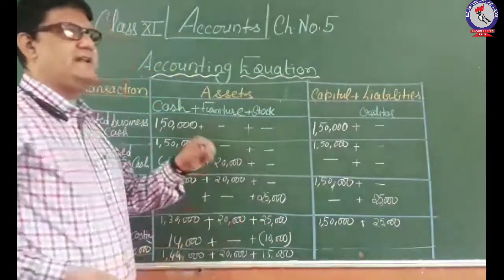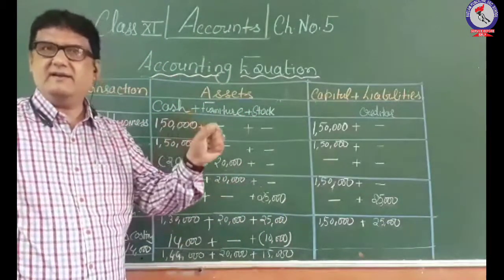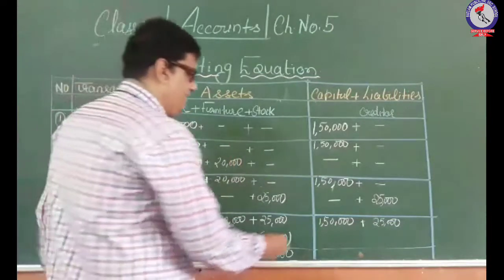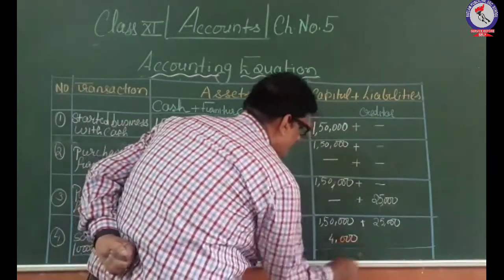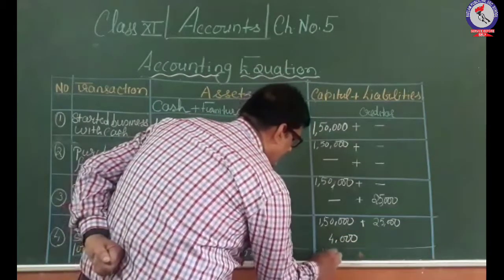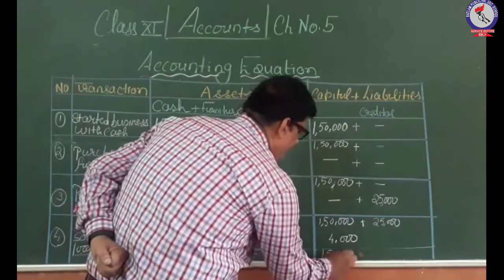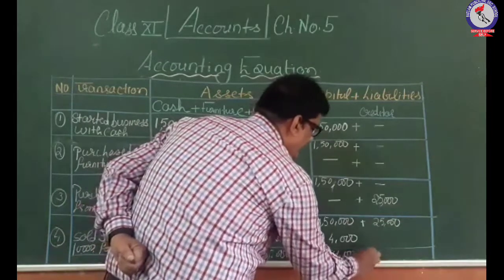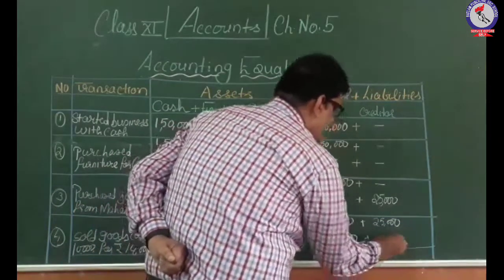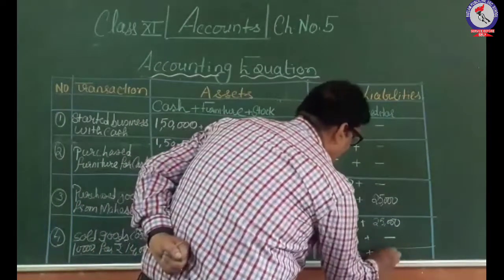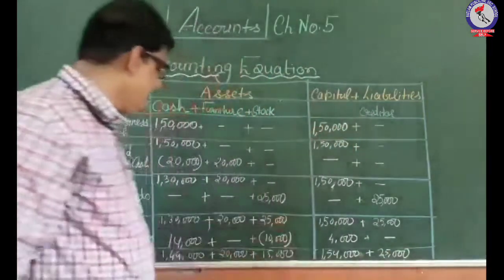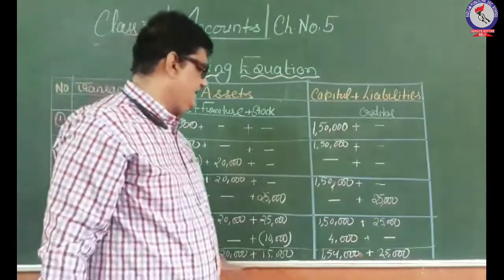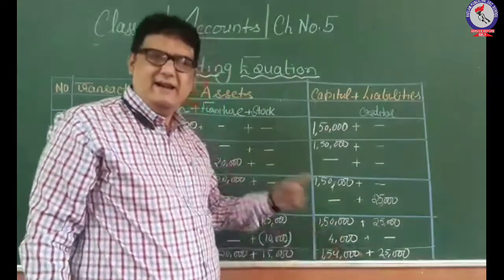So profit will increase your capital. So this will increase your capital by 4,000 rupees. Now your capital becomes 1,54,000, and there was no change in this creditor. So this amount remained as it is 25,000. So now it is 179 asset and 179 liability.